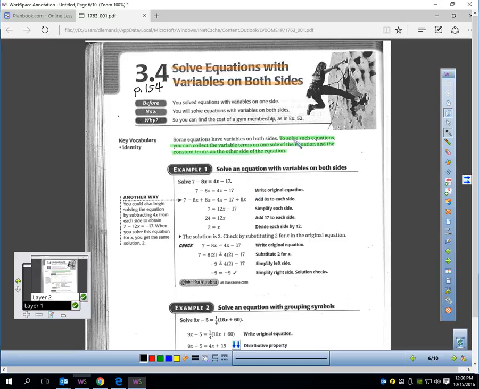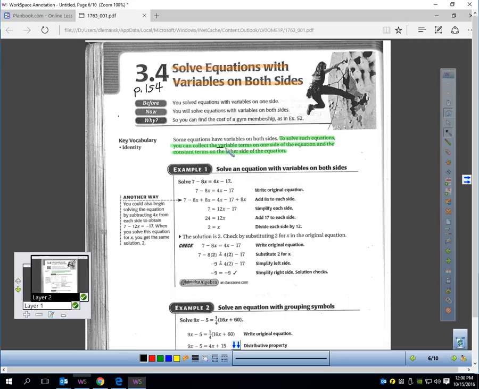When you solve an equation that has variables on both sides of the equal sign, and I highlighted it here, you need to collect the variable terms on one side of the equal sign and the constant terms on the other side of the equal sign. So let's think about that real quick. A lot of vocabulary here again.